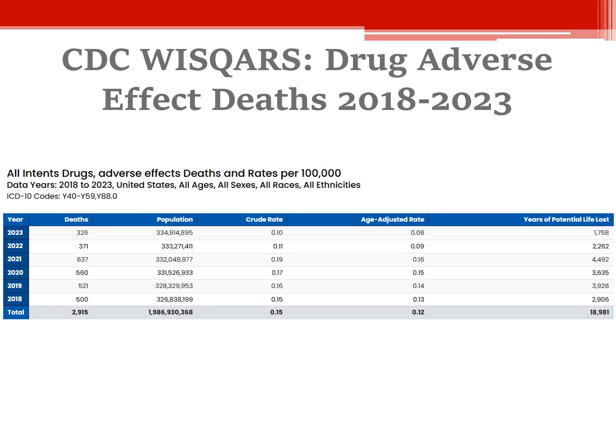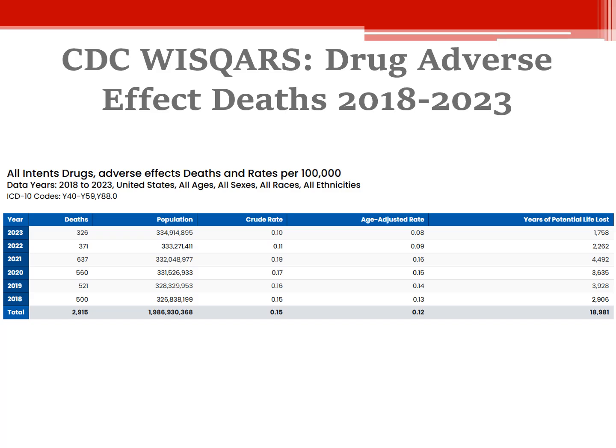On the next slide, we will move on to the next category of iatrogenic injuries, which is adverse effects due to drugs and treatments. But since we were already talking about the CDC WSCAR's data, I will go ahead and show you now the data from drug adverse effects deaths in the years 2018 to 2023. What's interesting to notice here is that in the years 2020 and 2021, there was a bit of a spike where the number of deaths from drug adverse effects went up to 560 in 2020 and then 637 in 2021 before falling back into the 300s in 2022 and 2023.